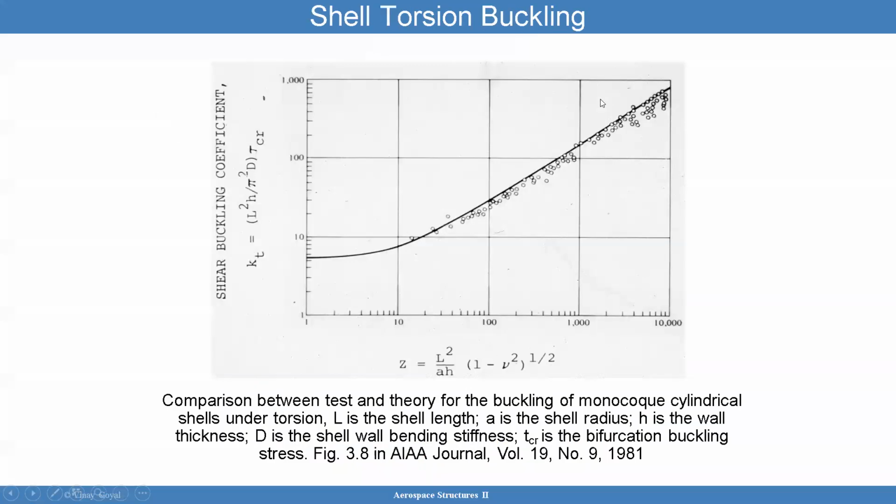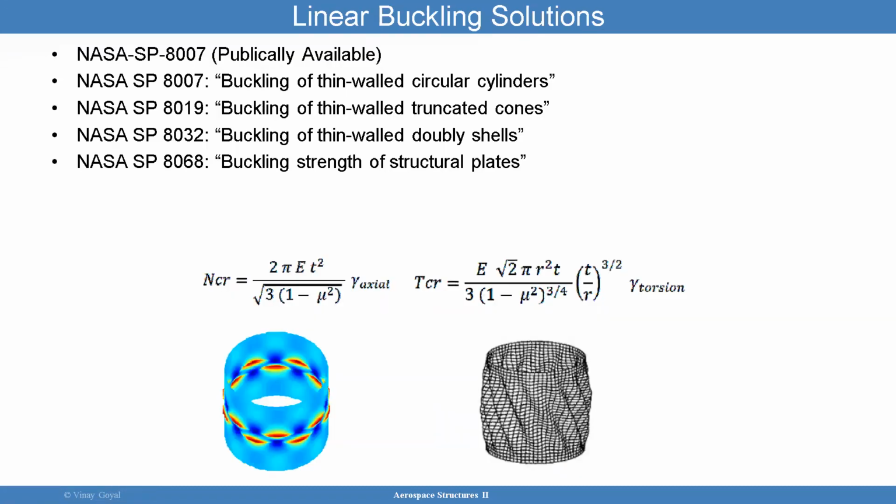So moving forward here, then the shell buckling coefficient is shown here. I already covered that one, and so let's look at what's going on here. Here's the linear buckling solutions for axial loading on the left side, and then on the right side I have the one for torsion. And here's the documents that NASA has for predicting buckling for various structures. 8007 became available. It's 8007A now, and is available. So you can start looking at that.